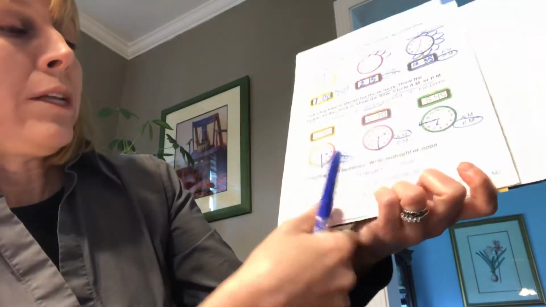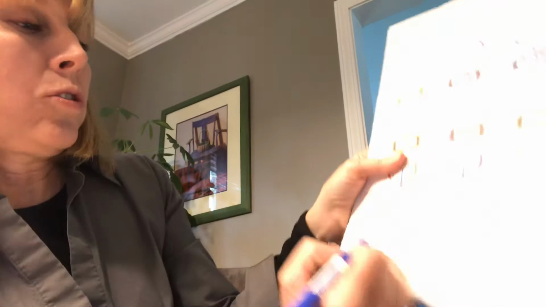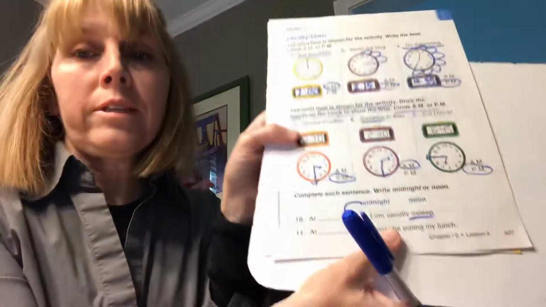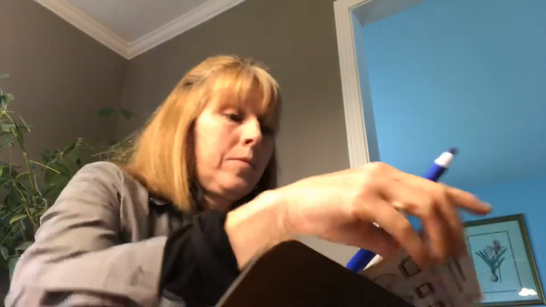Complete each sentence, write midnight or noon. So remember, midnight is when you're sleeping. Noon is when you're having lunch. So at midnight, we're going to draw a line for midnight. You're asleep. And your lunch is at noon. Midnight and noon, AM and PM.